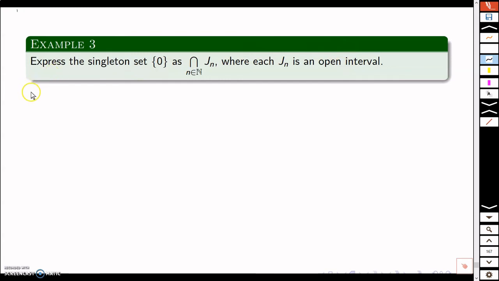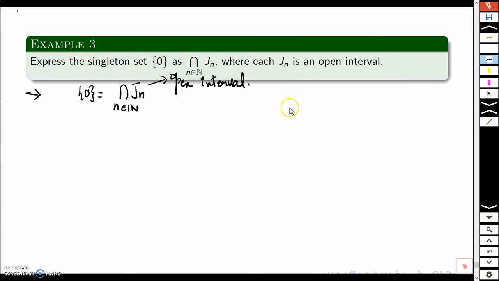So what I have to do is find open intervals Jn such that the singleton {0} is nothing but the intersection of all these Jn, and these Jn are open intervals, and the indexing set here is the set of natural numbers, and the universal set is the set of real numbers.